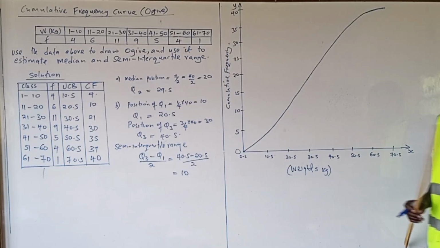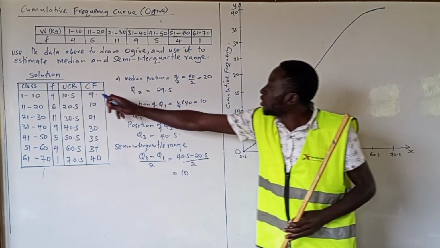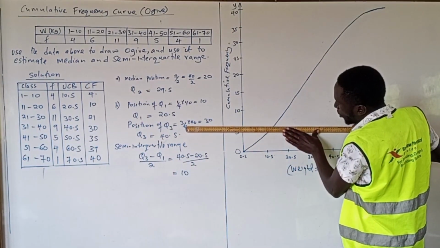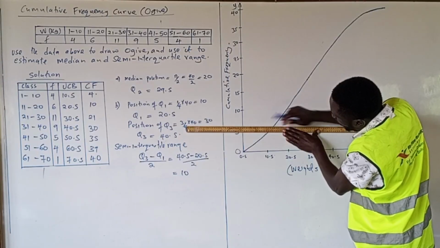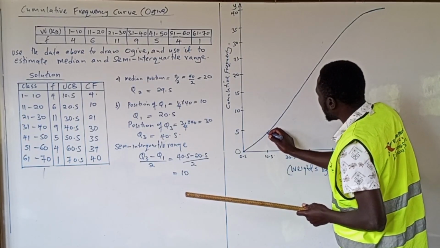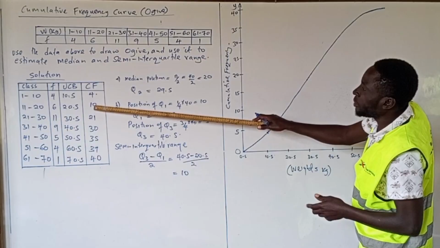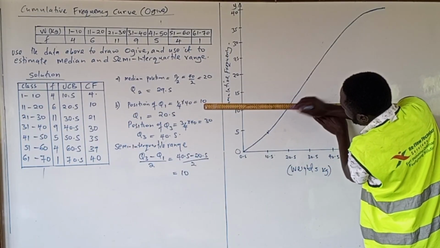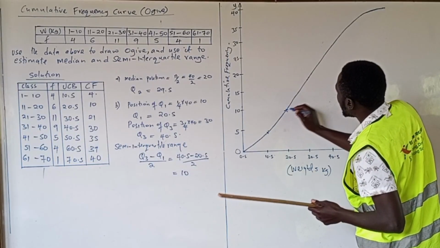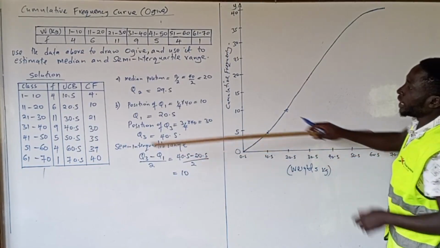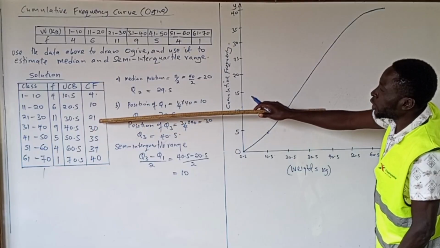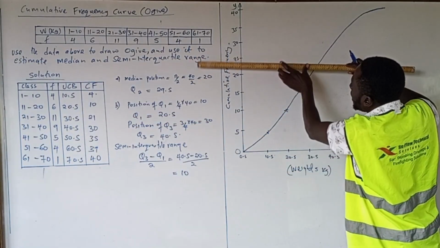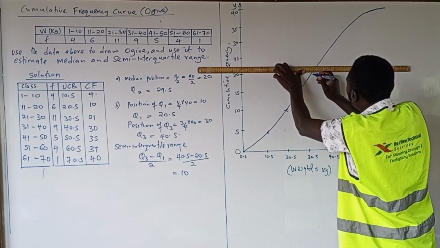And now we plot. You plot 4 against 10.5. So 4 is here, you use a ruler, 4 hitting 10.5 at that point. Then 10 hitting 20.5. Then the next one will be 21 meeting 30.5, 21 meeting 30.5 there.